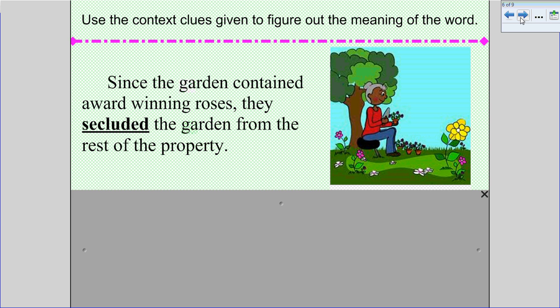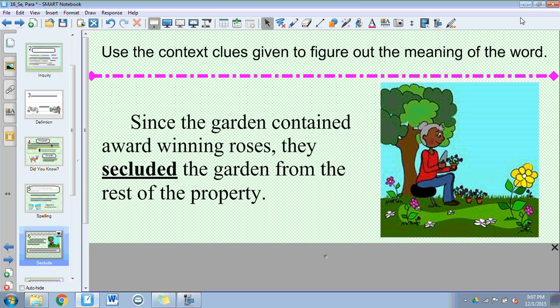Knowing our knowledge of the prefix se or para, which means apart or aside, and our context clues, let's see if we can figure out the meaning of the word seclude. Since the garden contained award-winning roses, they secluded the garden from the rest of the property.